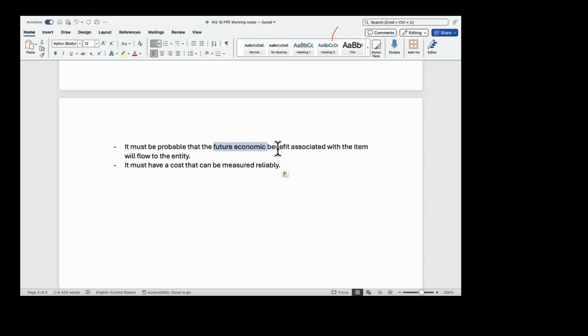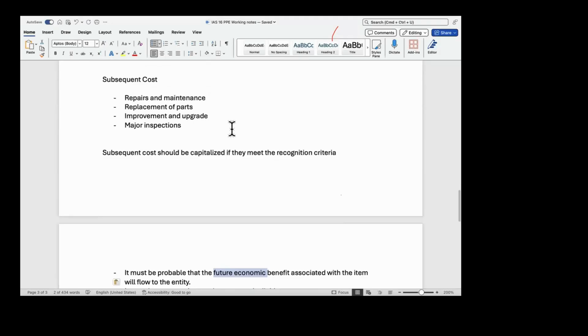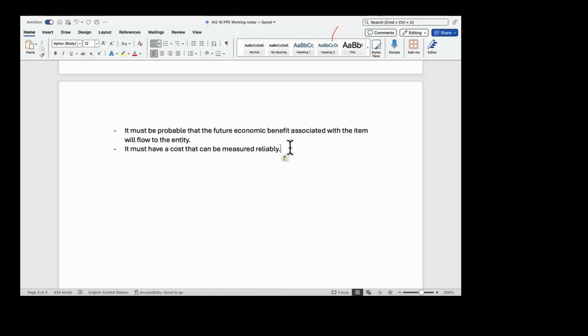But when we say a subsequent cost generates economic benefit, it means that the cost must be capable of improving the life of the asset by an extra, say, 1 year or 2 years. It must improve the productive capacity of the item. It must improve the useful life of the item. And that's what items like replacement of parts will do. Items or costs like improvements and upgrades will do. And items like major inspections will do. They can significantly upgrade or improve the useful life of the asset or improve the productive capacity of the asset.